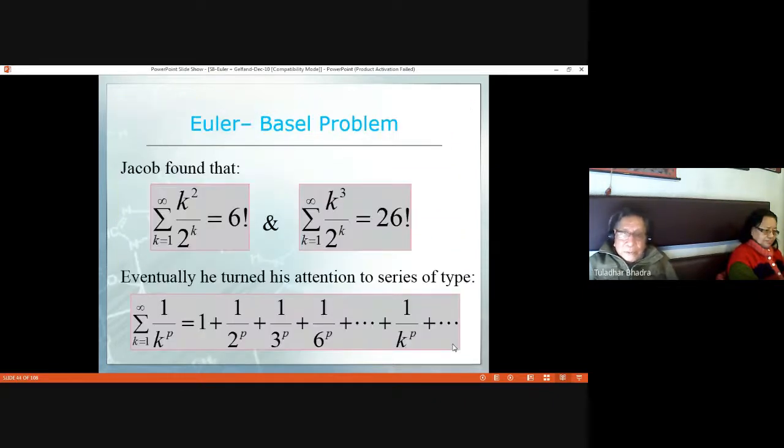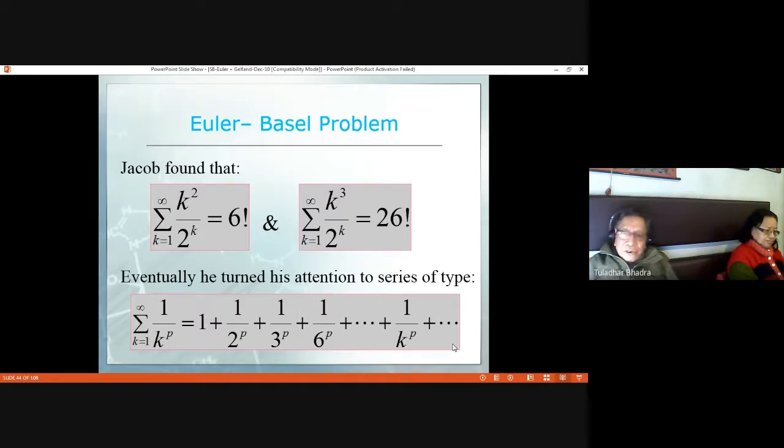Jacob also found that in different series, the sum of k squared by 2 to the power k will give us 6, and k cubed by 2 to the power k will give us 26. So they are very interestingly finding the sum of such infinite series.